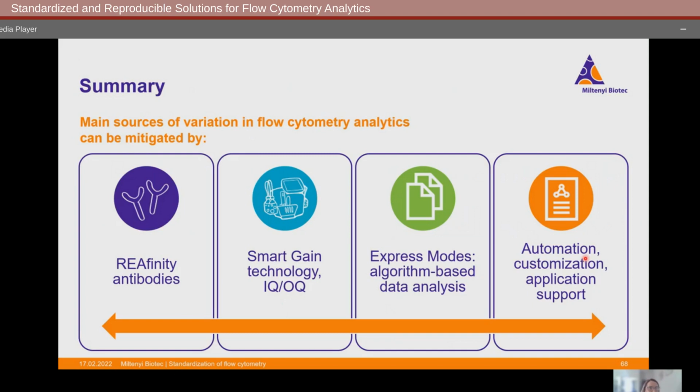So in summary, the main sources of variation in flow cytometry analytics, Miltenyi can really help you mitigate by a number of different factors: from our reagents with the REAffinity antibodies, instrumentation with SmartGain technology and IQ/OQ, our software packages and modules with express modes, which are algorithm-based data analysis as opposed to manual. And then finally, we have ways of improving your protocols with automation, customization, and then application support.